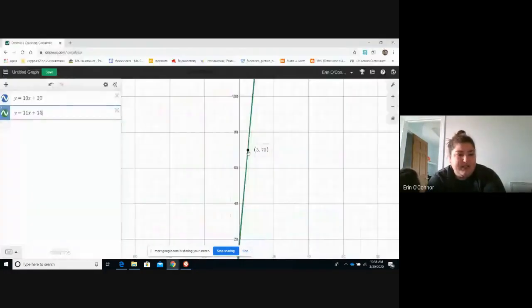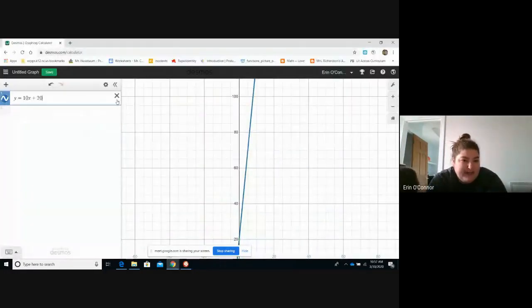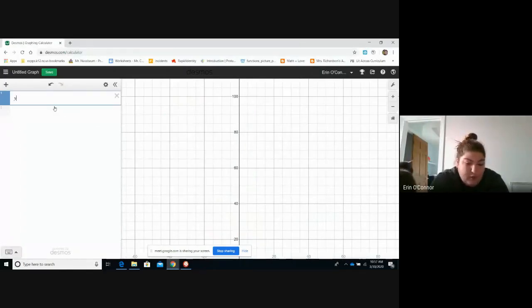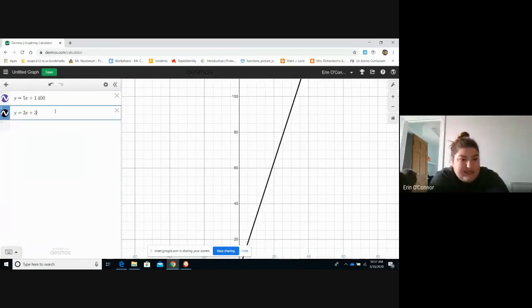Now we have two equations. We are going to make sure we put these equations in. y equals 5x plus 1,400. And then y equals 3x plus 3,600.